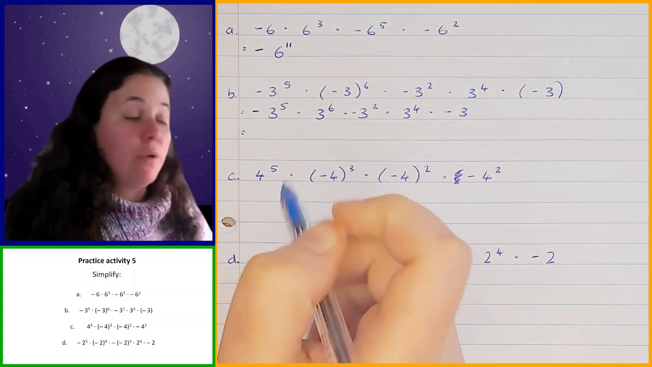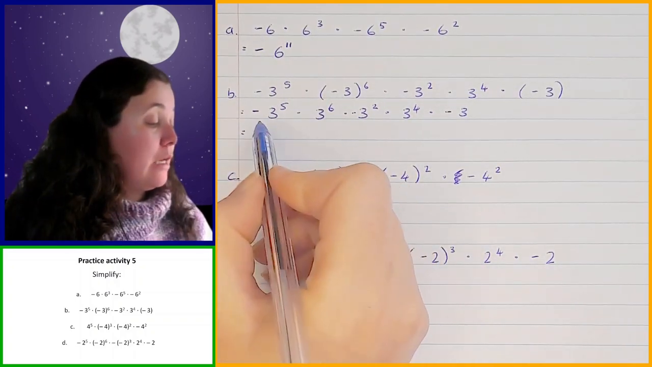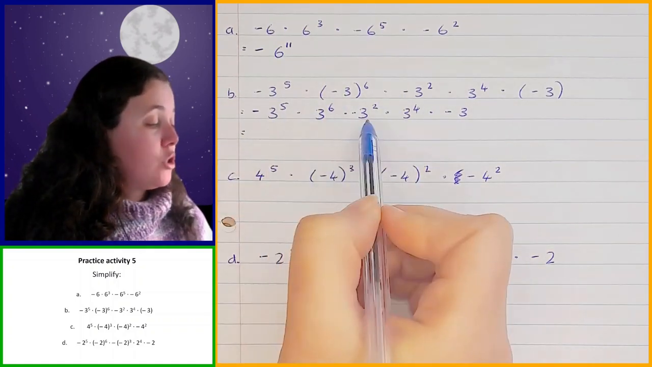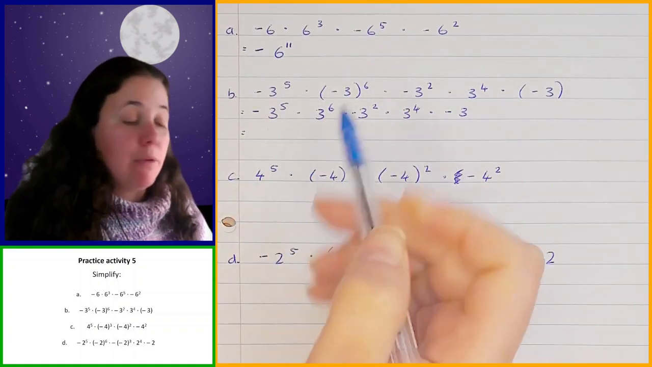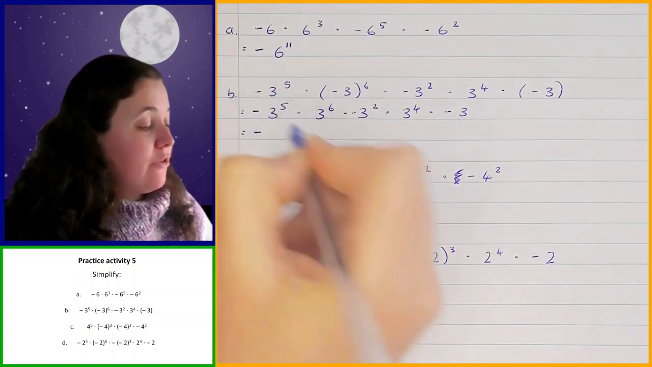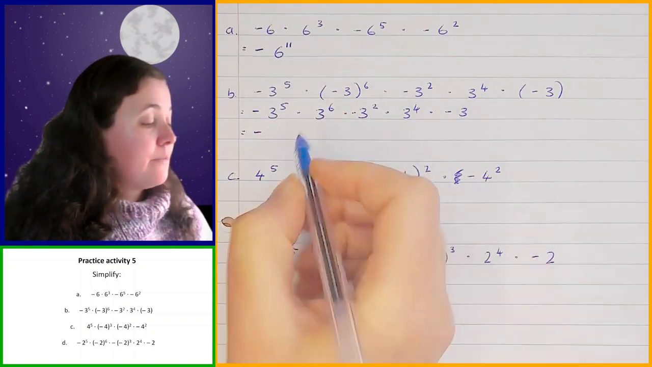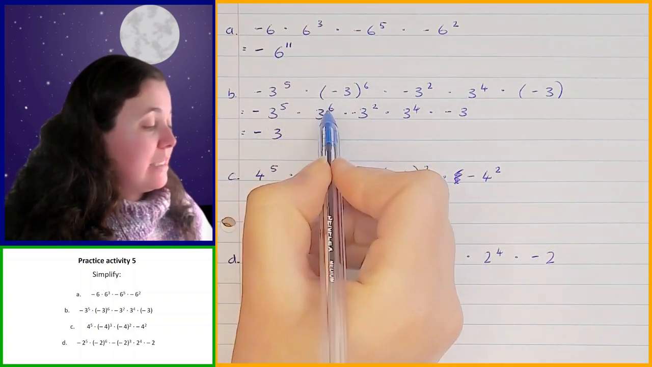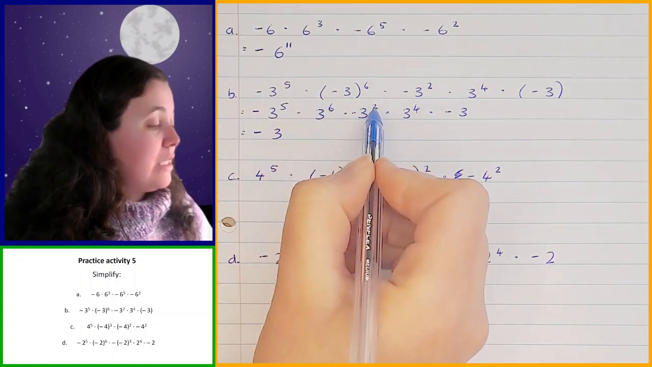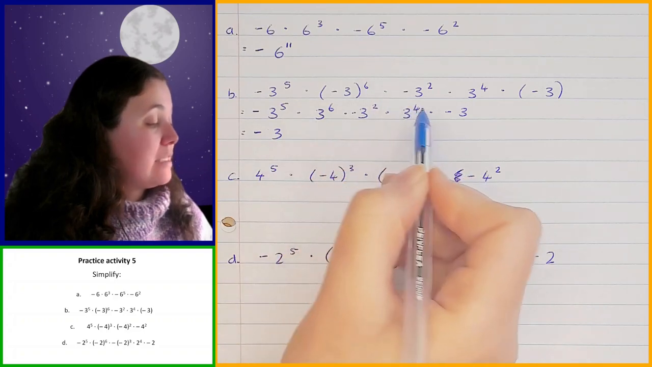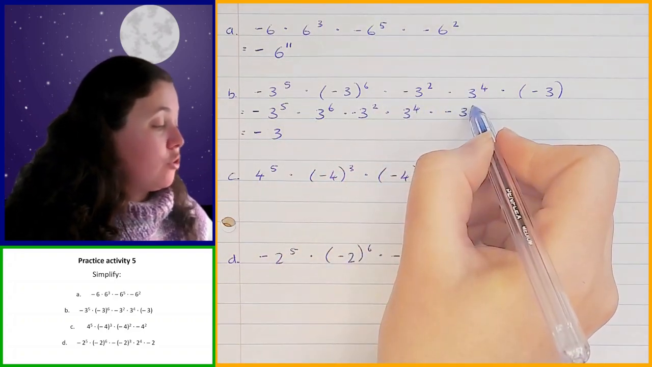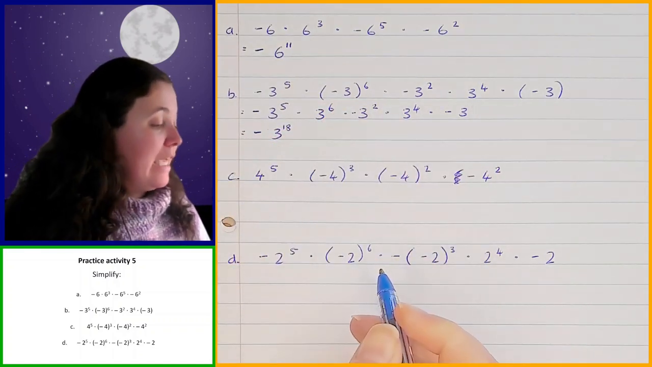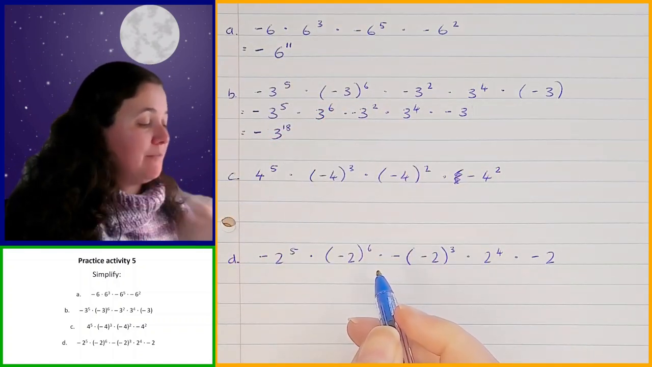But I first have to determine whether my answer is going to be positive or negative. So I've got 1, 2, 3 negatives being multiplied together again. So it's going to be negative because that's an odd number of minuses. And now I have 3 to the power of 5 plus 6 is 11, plus 2 is 13, plus 4 is 17, plus 1, which you can't see, is 18. So you should have got for question B, negative 3 to the power of 18.